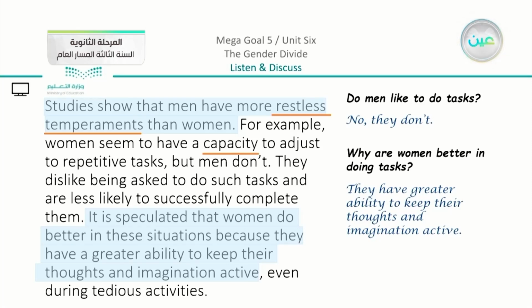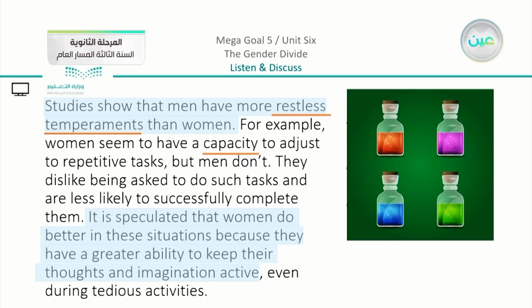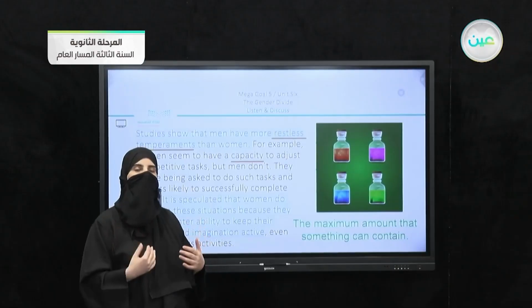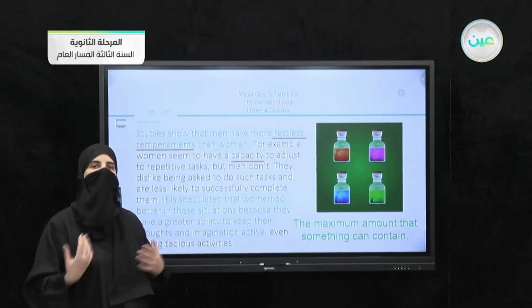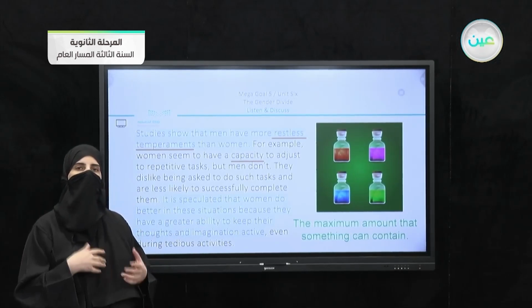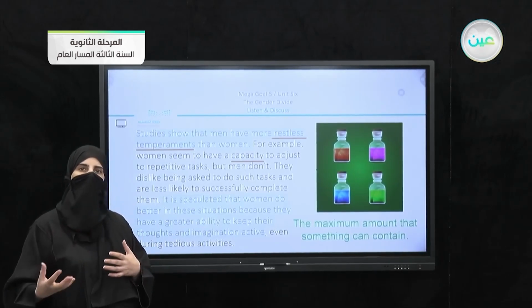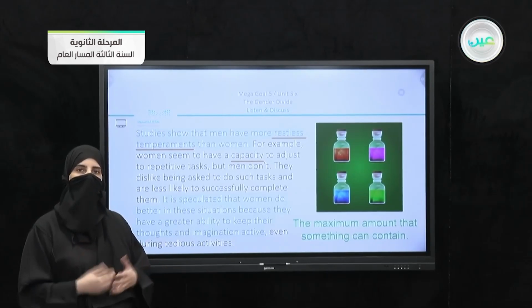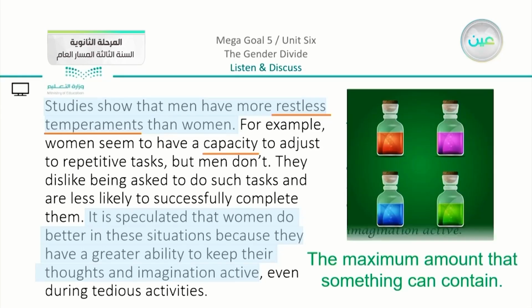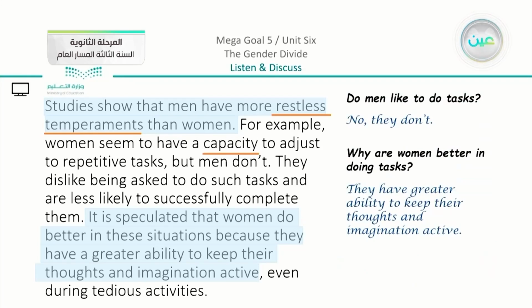We have the word capacity mentioned also in our vocabulary part. So we have here capacity, as we can see in these bottles, the maximum amount that something can contain. And actually, even people, each person, they do have different capacities to handle pressure, to handle heavy types of tasks that we can have or we are supposed to do. So the word capacity can be used also with people, as we mentioned.